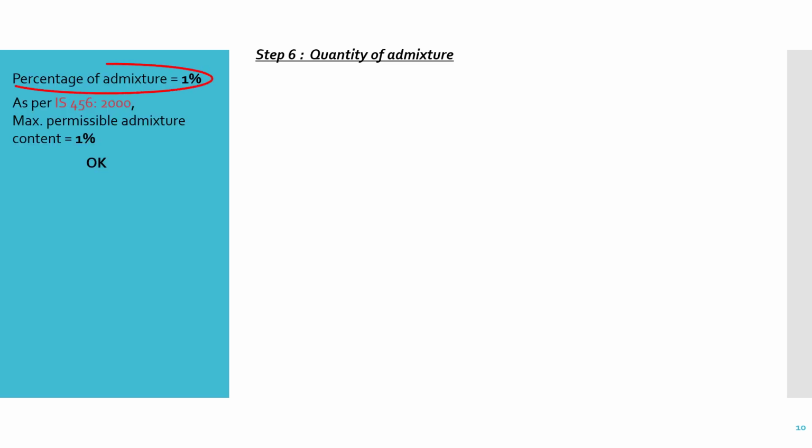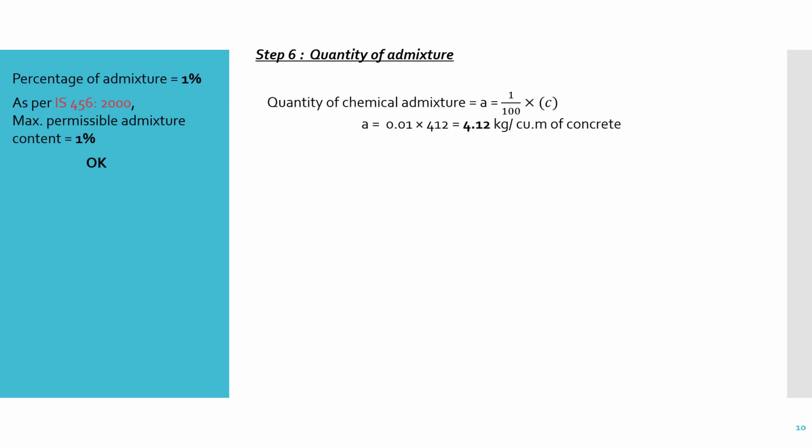Next step is obtaining the admixture quantity. As per the problem statement, we are adding 1% of admixture. Therefore, the quantity of admixture turns out to be 4.12 kg per meter cube of concrete.